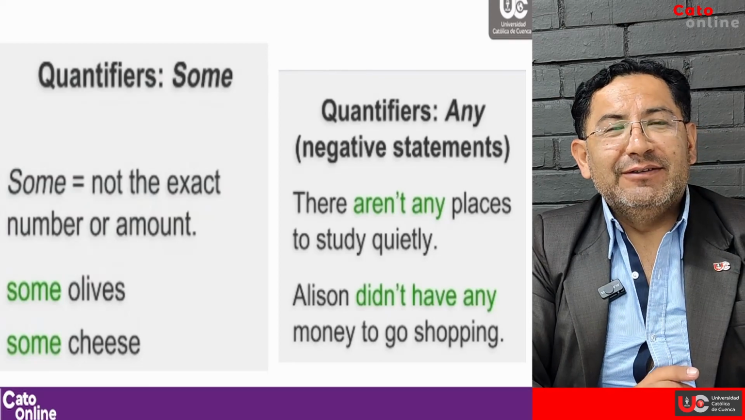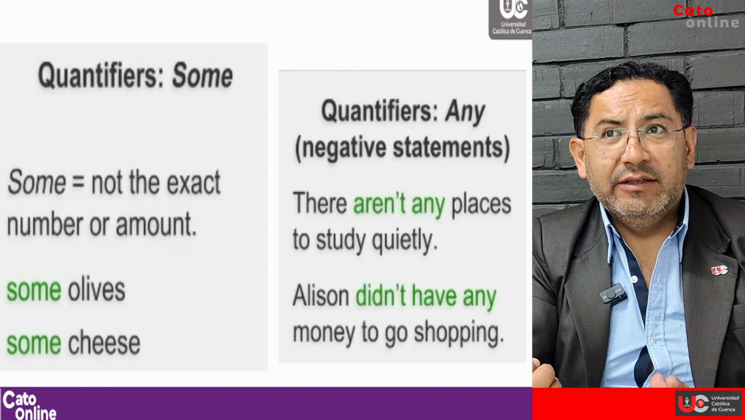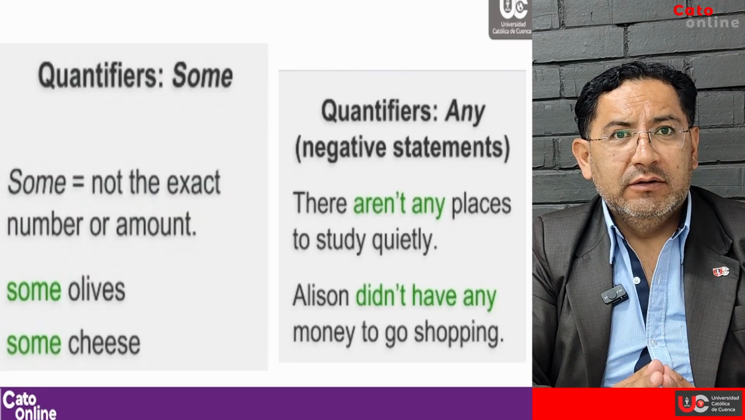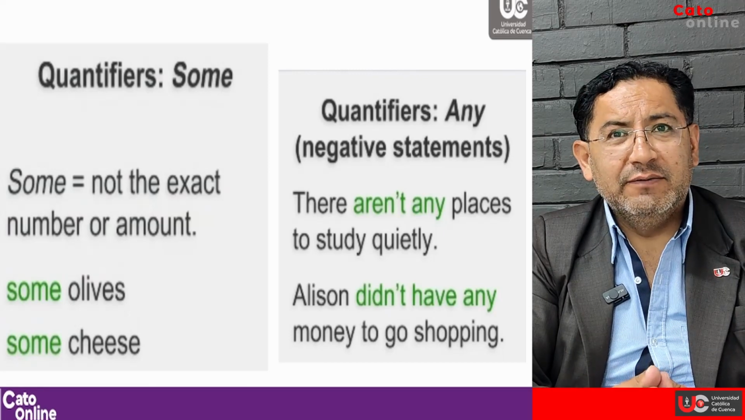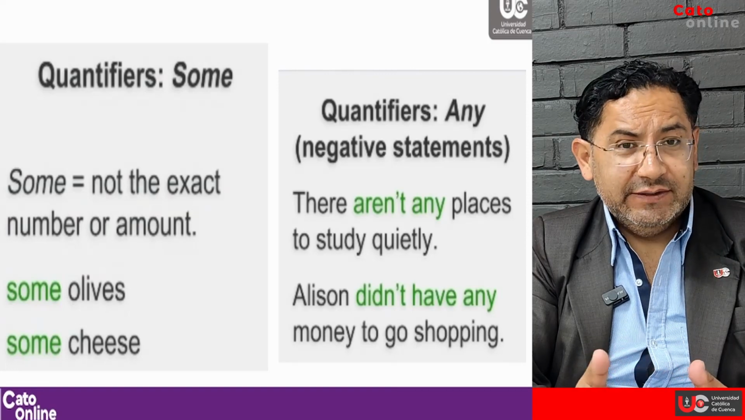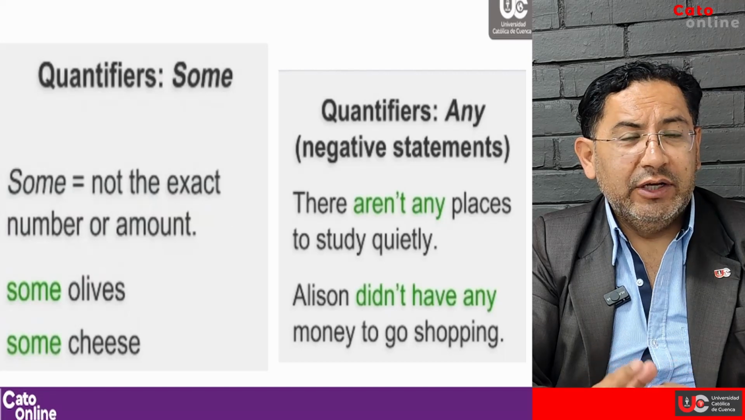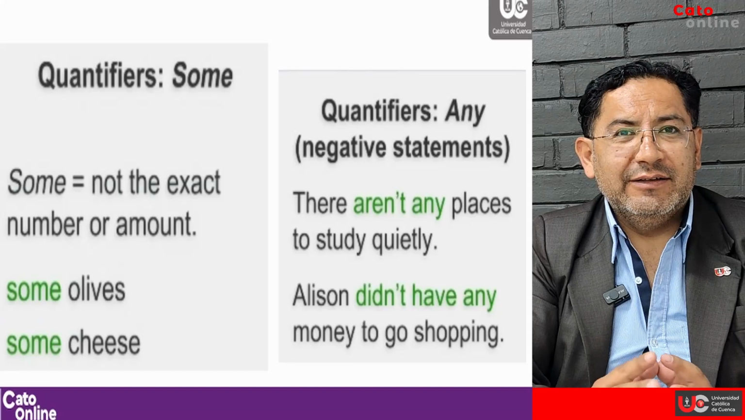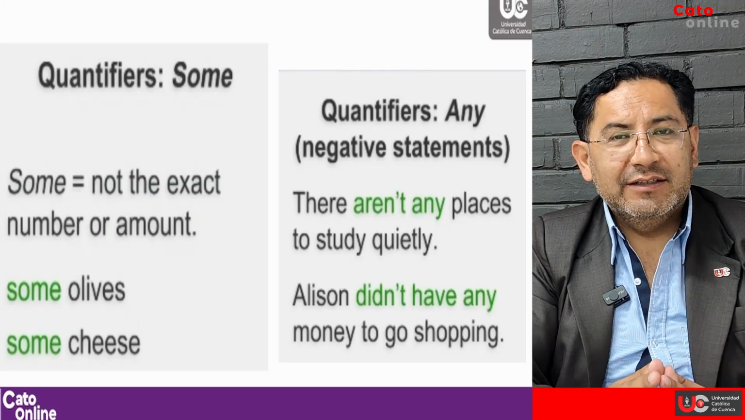Okay, it is very important to use these words, some or any. For example, some with affirmative. Okay? Some, we can say not the exact number or amount. For example, some olives, some cheese. That's the idea. We don't know the amount of olives or cheese. Okay, not the exact number.